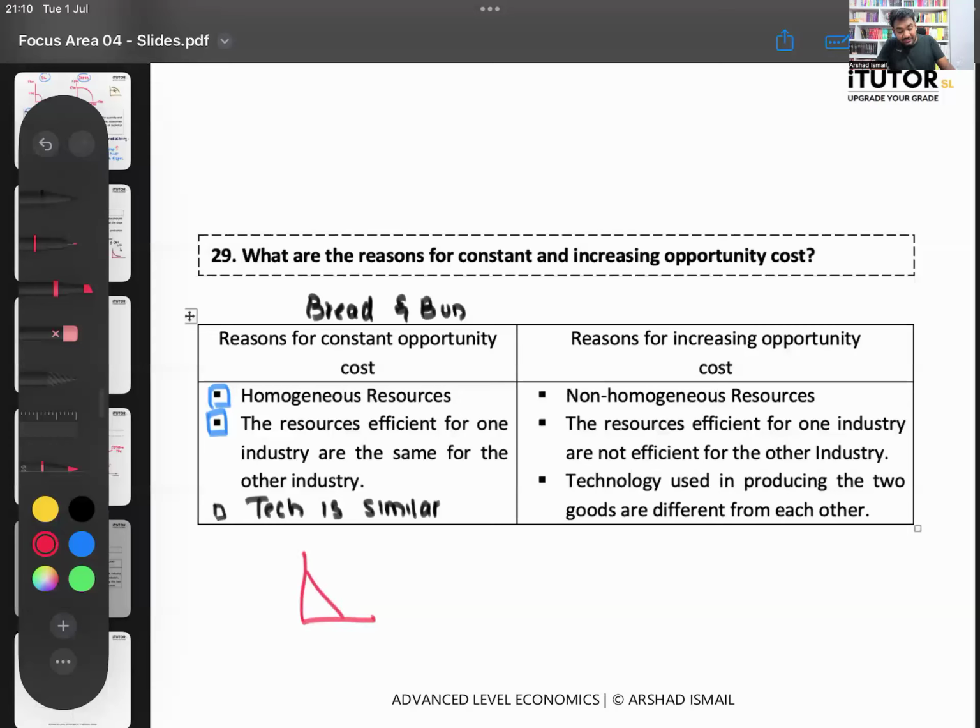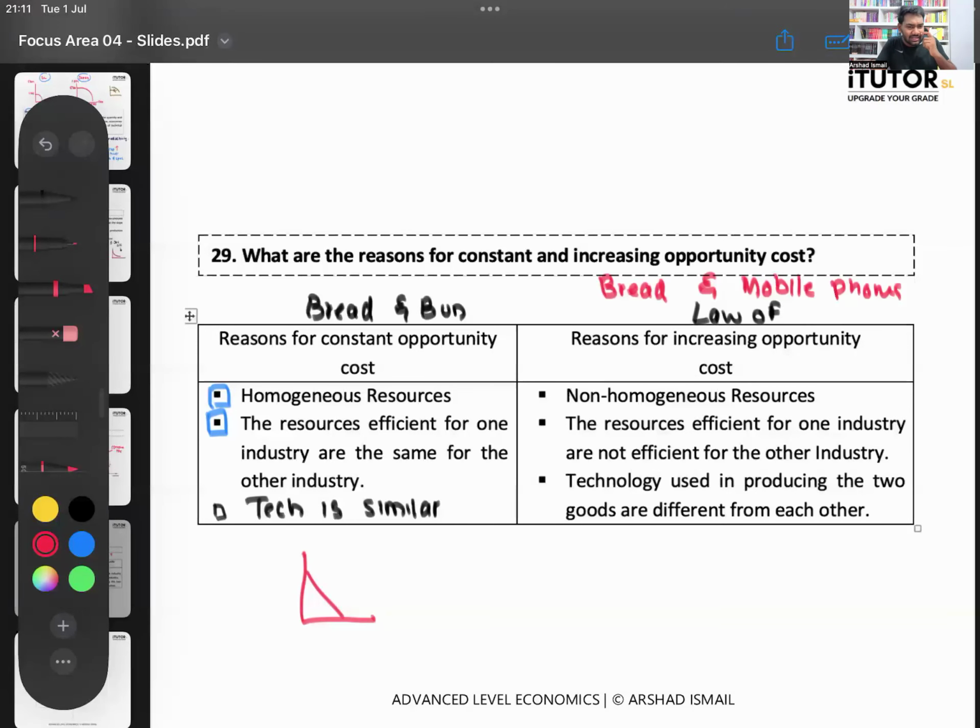What are the reasons for increasing opportunity cost? Sometimes they might say law of increasing opportunity cost. Now, don't get scared. It's the same thing. So what are the reasons for this? One could be, let's say, an example of bread and mobile phones. I remember in my example I gave guns and pancakes. So bread and mobile phones.